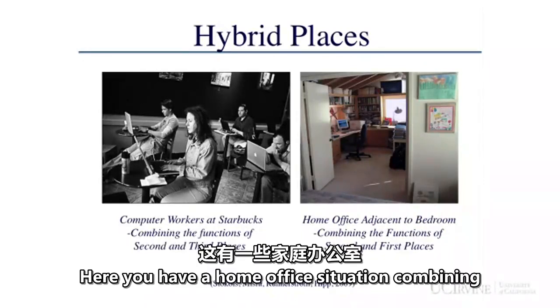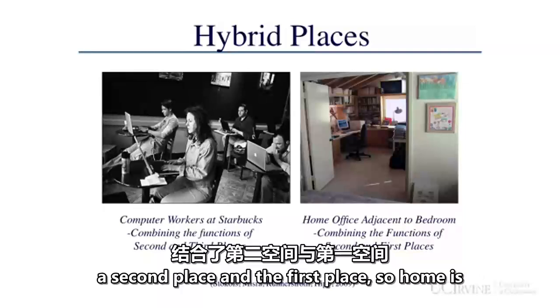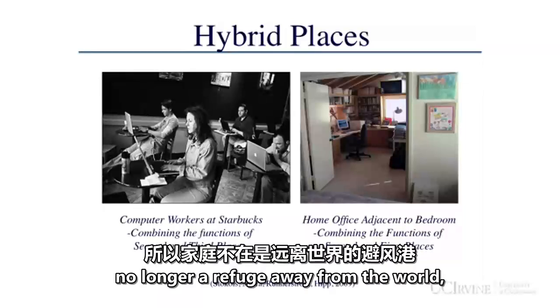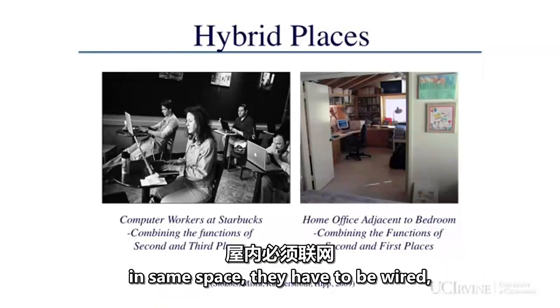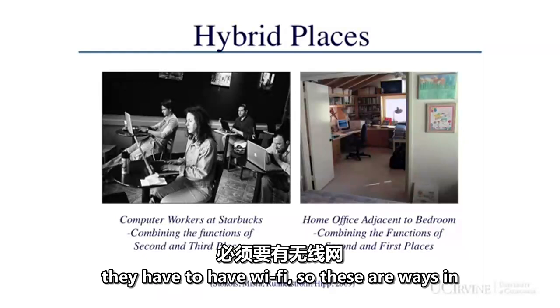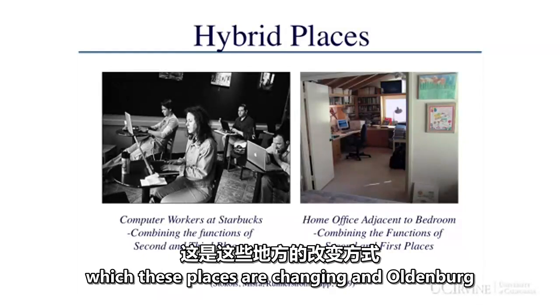Here you've got a home office situation combining a second place and a first place. So homes no longer are that refuge away from the world. They're a hub where you do all kinds of things in the same space. They have to be wired. They have to have Wi-Fi. So these are ways in which these places are changing.